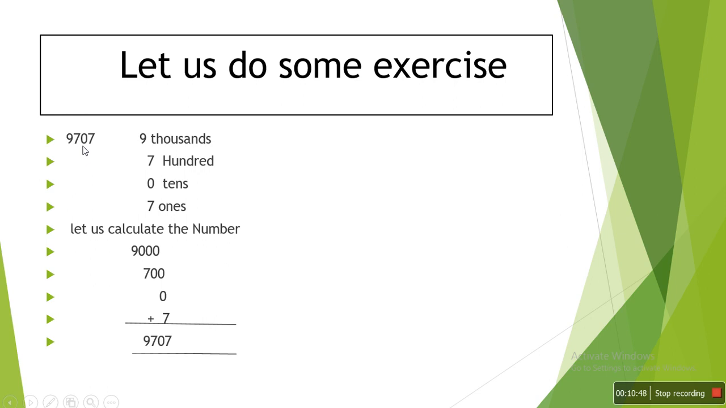So 9707, and here 9707. So basically this is the way to check your answer, so that you can know whether you have expanded a particular number right or wrong. So this is how we can check the numbers.